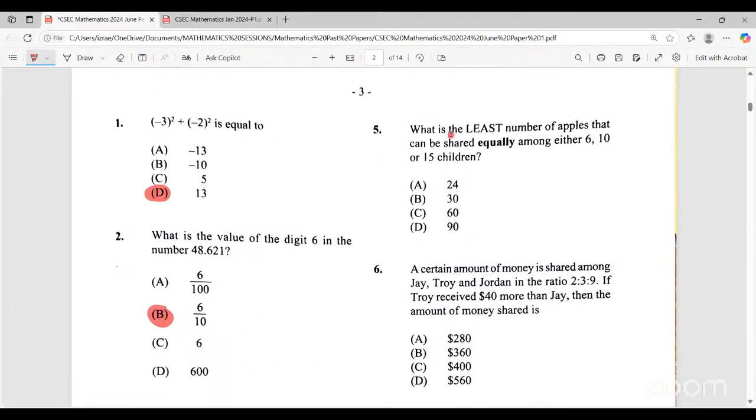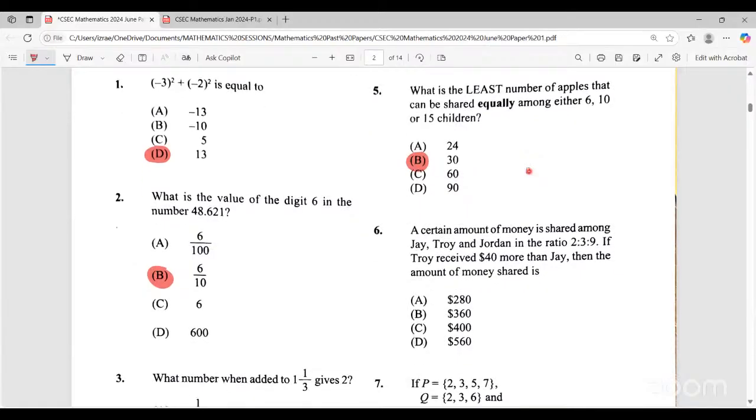Number 5, what's the least number of apples that can be shared equally among either 6, 10, or 15 children? I want you all to know that the LCM of these 3 numbers is 30. Do I have to spend much time on that? That's something we should know by now. It is the lowest number that all 3 can go into. That's B.